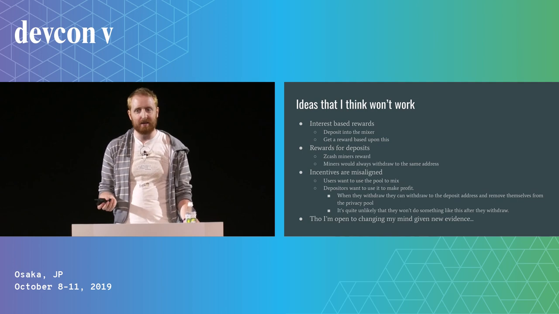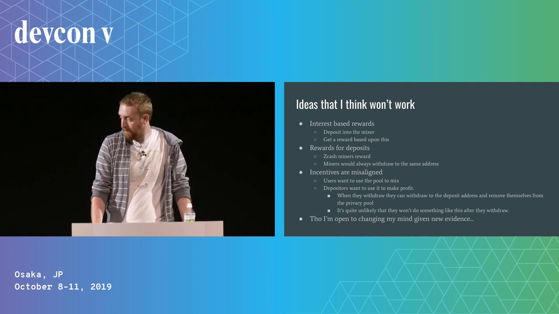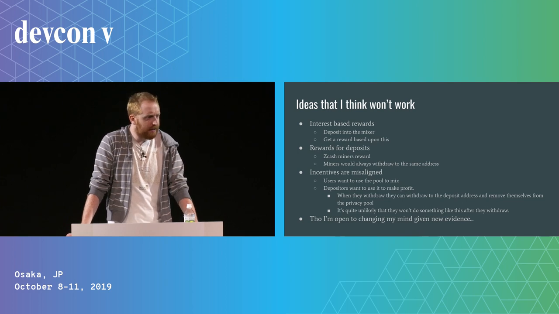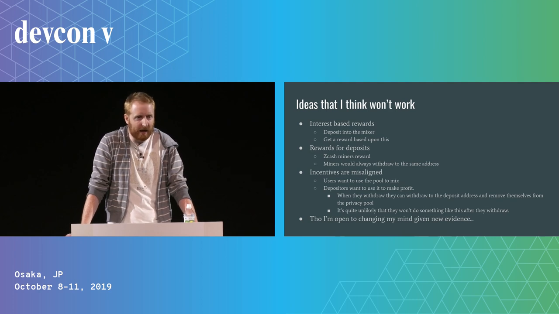There have also been a bunch of ideas that people have proposed for increasing the size of the anonymity set. And here are some of these ideas that I think won't work. For example, there's the idea of having an interest rate or paying people to deposit into the mixer. The idea is that we have a mixer that has some money in it, and whenever someone deposits their money, we deposit it in Compound where we earn interest. Then we take that interest and use it to pay other people to put their money into the mixer. So it's like a reward to increase the size of the privacy pool.